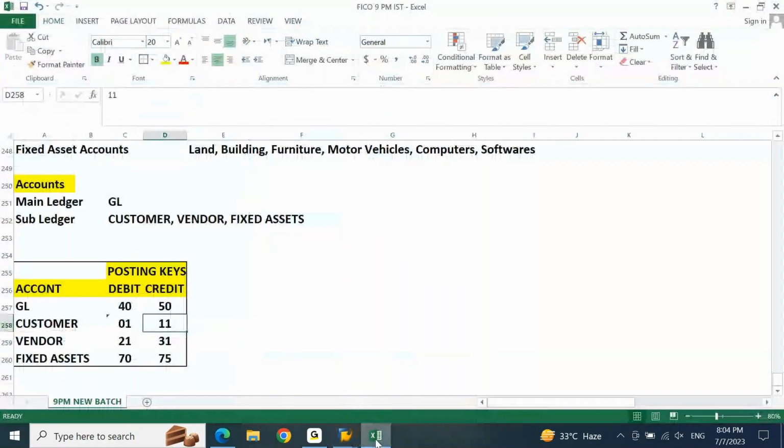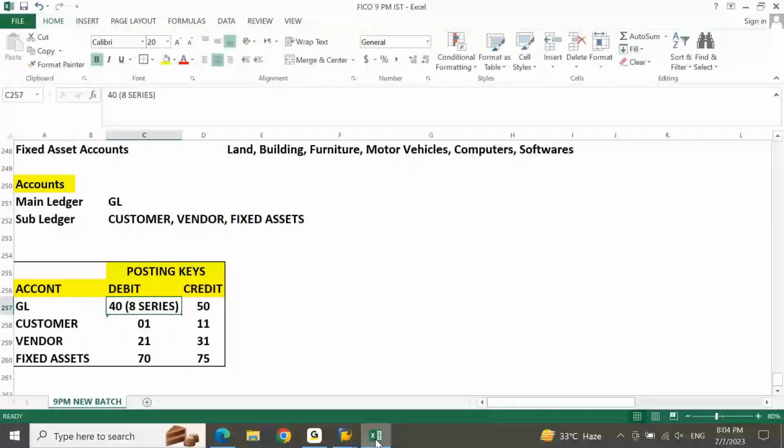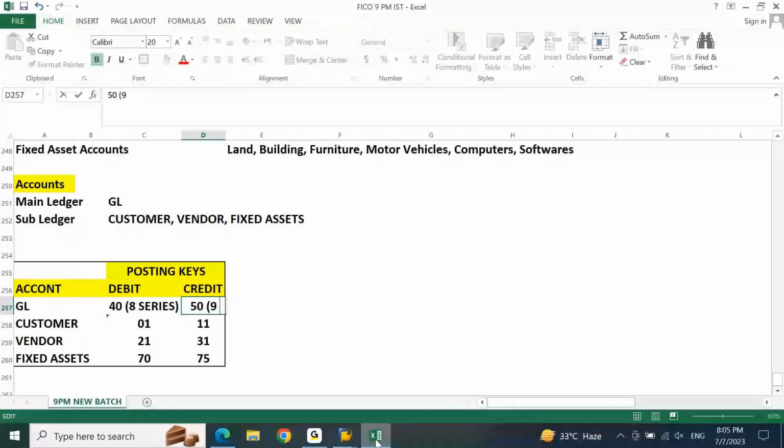GL debit can be 40. What are the other things? 8 series. Correct? 40 is the standard one. You will also have 8 series posting key, which is a GL debit. What about credit? 50, and what is the other series? 9 series.